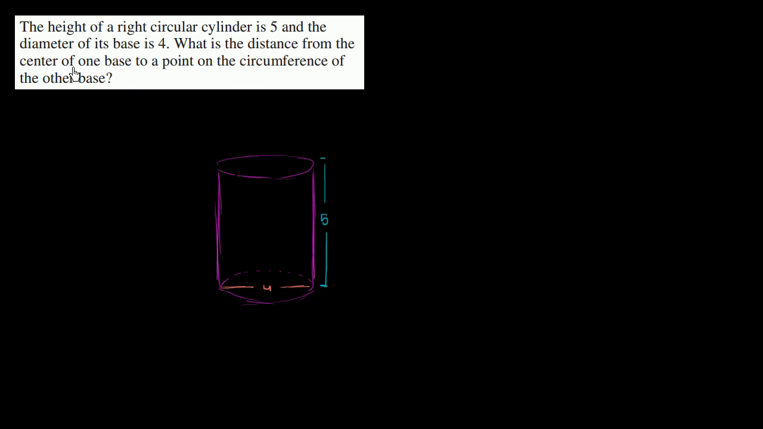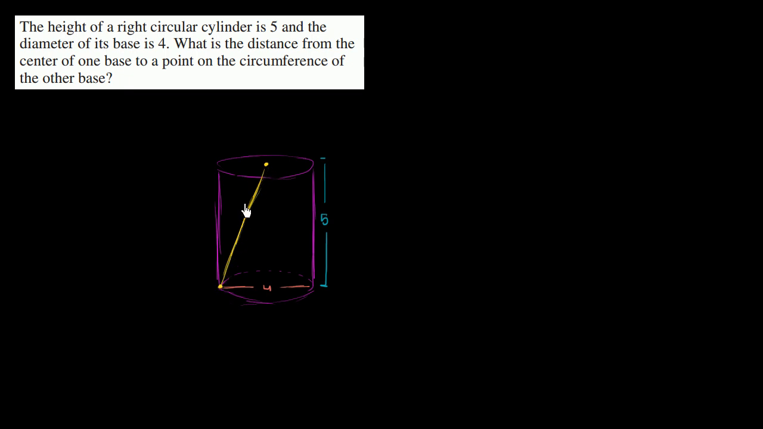What is the distance from the center of one base, so we could take either the center of the bottom or the top. I'll do the center of the top. So the distance from the center of one base, that could be that point right over there, to a point on the circumference of the other base. So this would be the other base, and a point on the circumference could be a point right over here, or this point, or that point. But I'll pick this point right over here, because it'll make our visualizations a little bit easier. So we need to figure out this distance right over here.